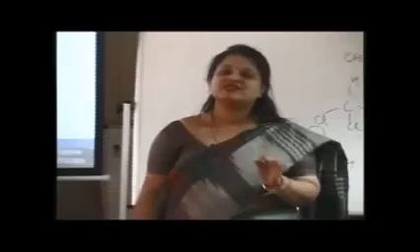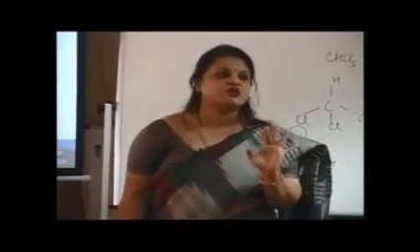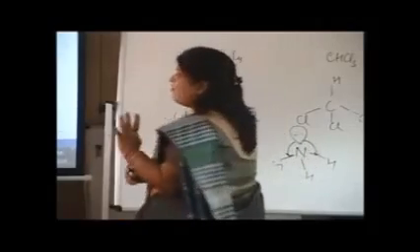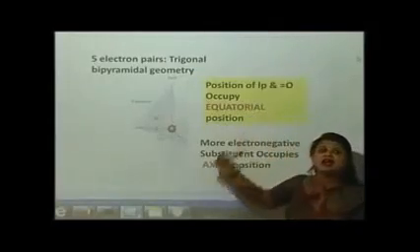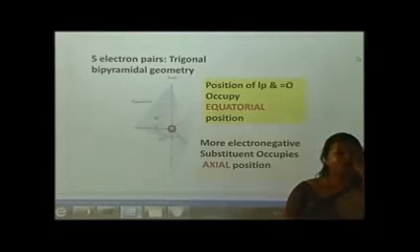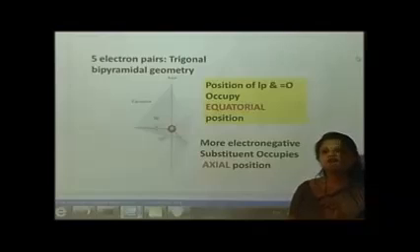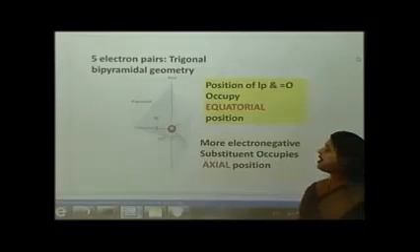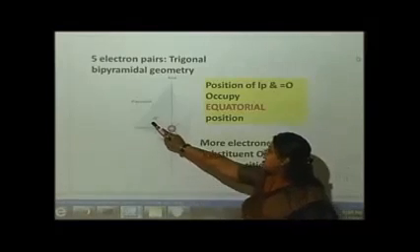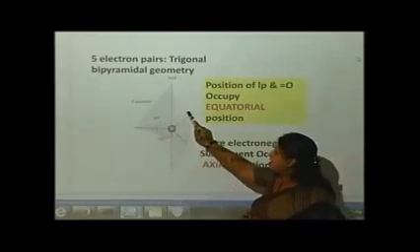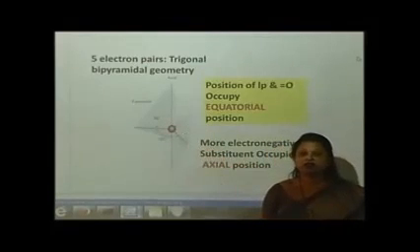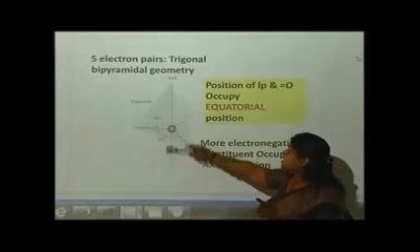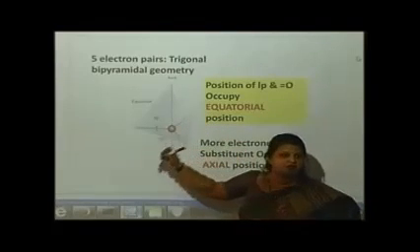Then there are certain more things which you should always keep in mind whenever you are dealing with molecules with coordination number 5. First, the lone pair and the double bond oxygen will always occupy the equatorial position. If in such a geometry you have a lone pair or a double bond oxygen, they will occupy any of these 3 positions, 1, 2, 3, the equatorial positions, always. But a more electronegative atom will always occupy the axial position.